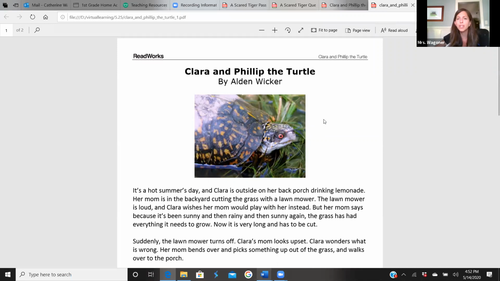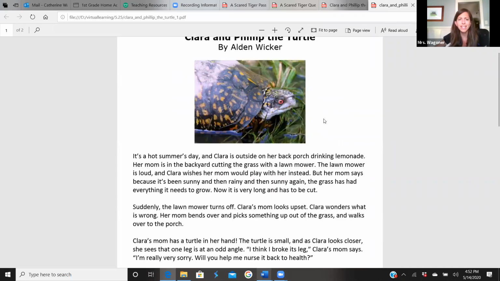Clara and Philip the turtle. It's a hot summer's day, and Clara is outside on her back porch drinking lemonade. I can taste it. It sounds good. Her mom is in the backyard cutting the grass with a lawnmower. The lawnmower is loud, and Clara wishes her mom would play with her instead. But her mom says because it's been sunny and then rainy and then sunny again, the grass has had everything it needs to grow. Now it is very long and has to be cut.